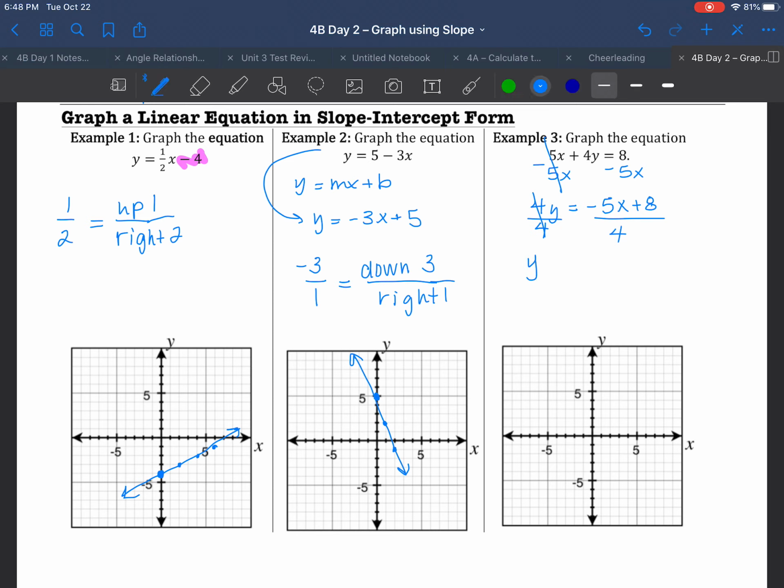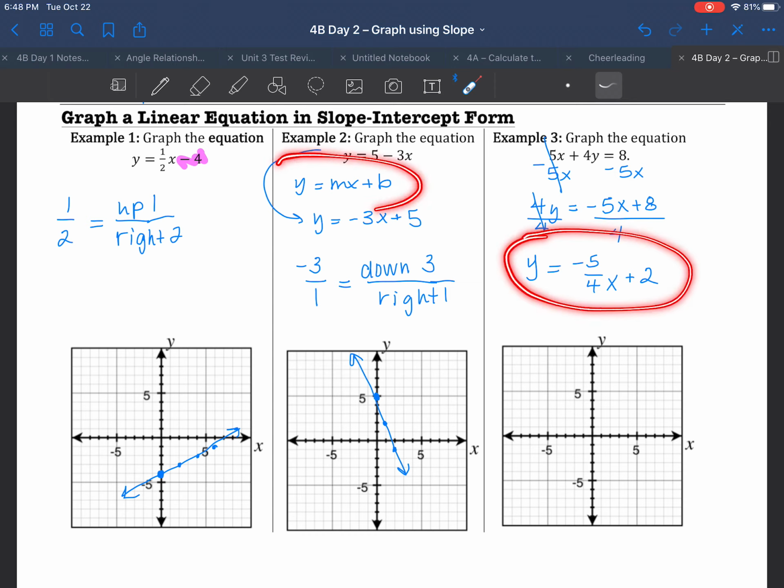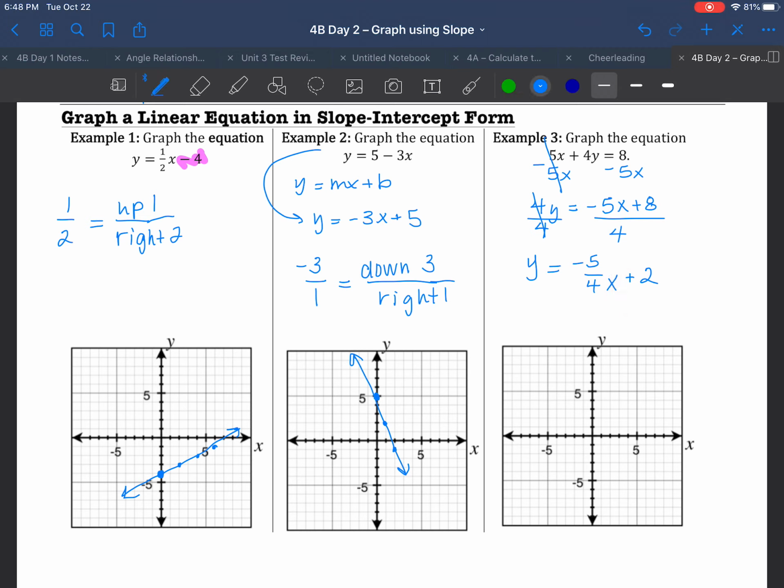So on the left hand side I get y. Then I have equals -5/4 x plus 2. So 8 divided by 4 is 2. Now I have this in y equals mx plus b, so I can graph. Here is my starting point, my y-intercept. So I'm going to go to 2 on the y-axis. And then my slope is -5/4. So because that 5 is negative, I'm going down 5. And 4 is positive, so I'm going right 4.